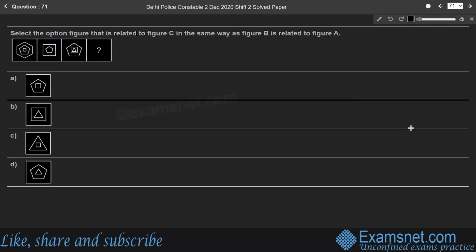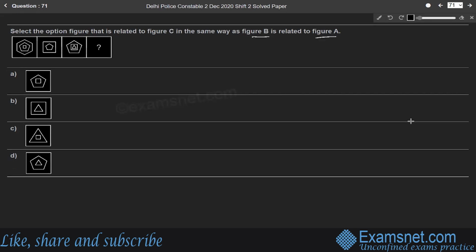Question 71. Select the option figure that is related to figure C in the same way as figure B is related to figure A. So here are three figures A, B and C where B is related to A. Right. So in figure A, inner shape is a square. So number of sides of inner shape is 4, which is 1 less than the outer shape, which is a pentagon, right? And the outermost shape is a hexagon, which has 6 sides. So number of sides of the inner shape will be 1 less than that of the outer shapes, right?